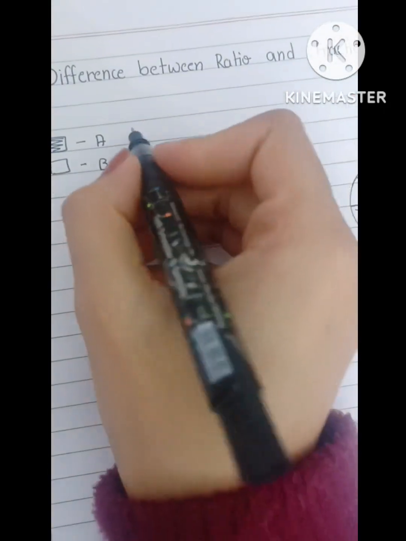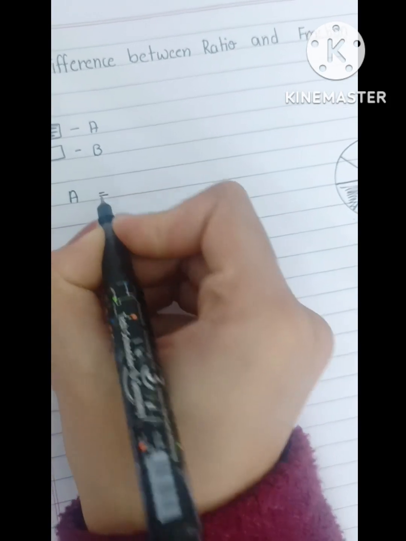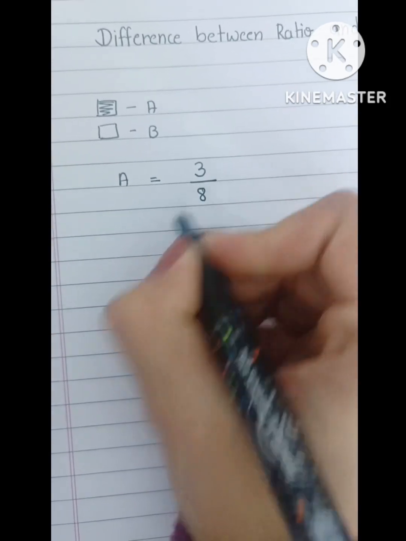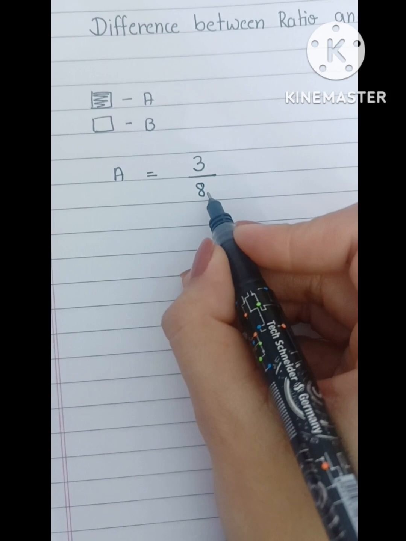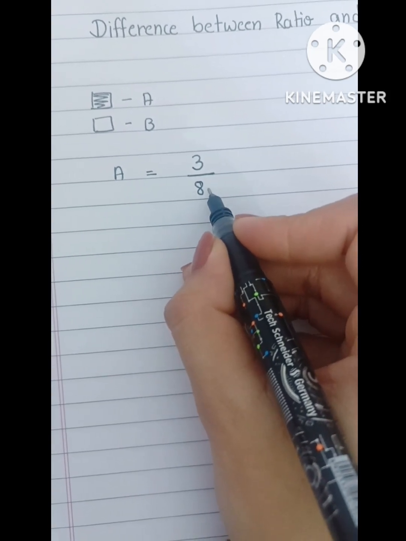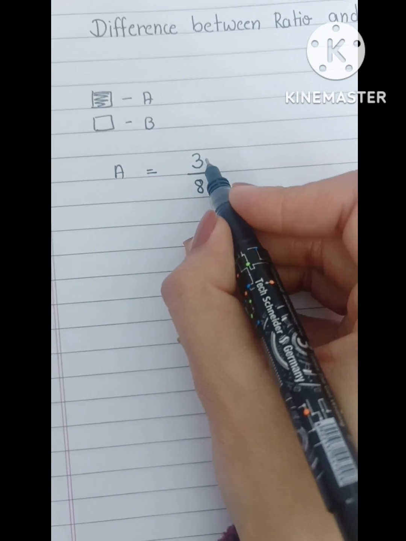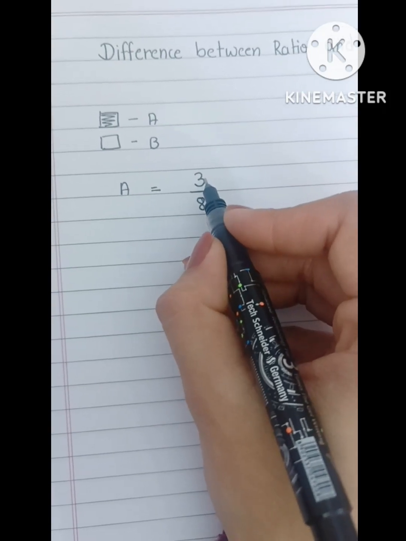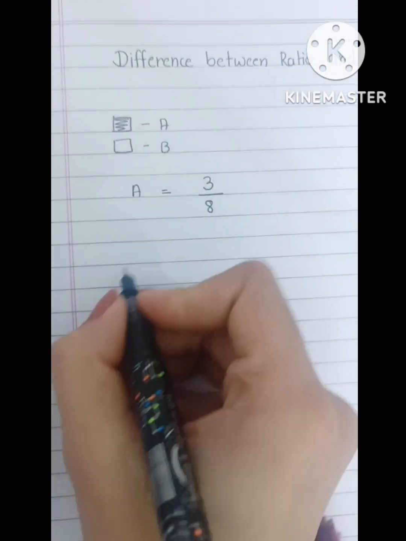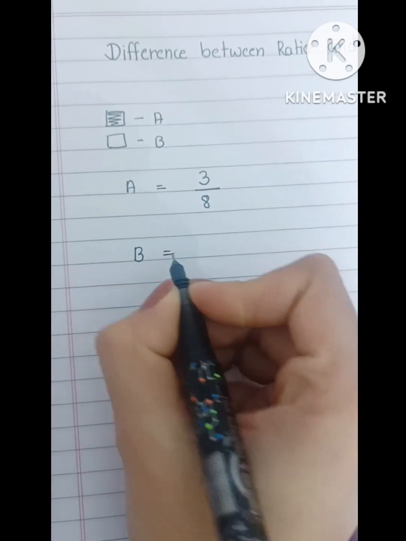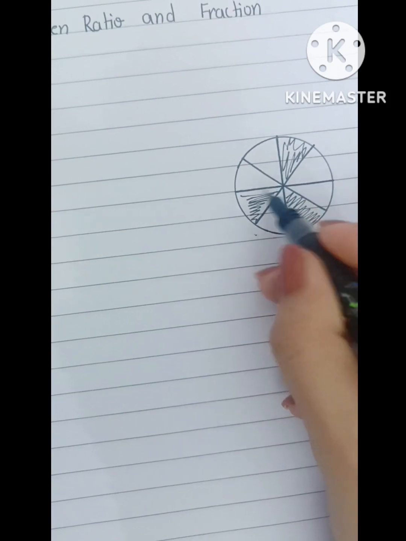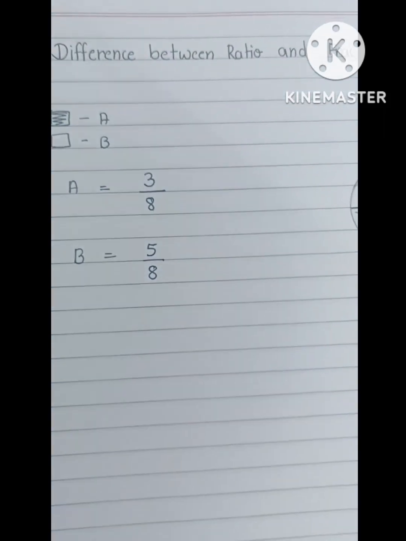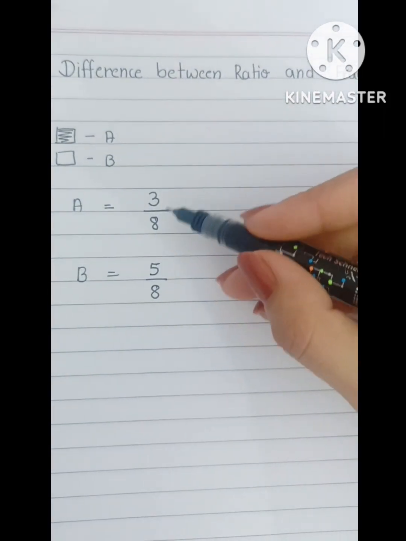So the fraction for A would be 3 out of 8. The denominator always represents the total number of parts and the numerator always represents the parts you are considering or you have used. So the fraction for A is 3 out of 8, and as B has eaten 5 parts, the fraction for B would be 5 out of 8. Right, this is how we write a fraction, the numerator and the denominator.